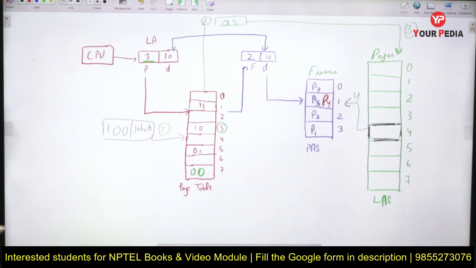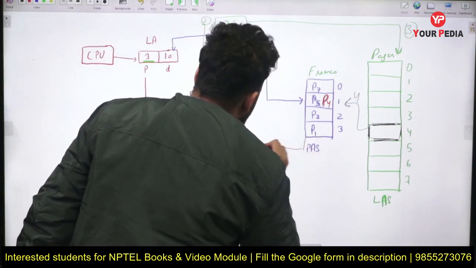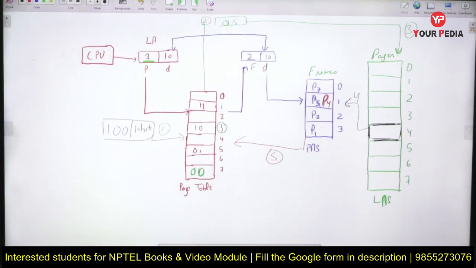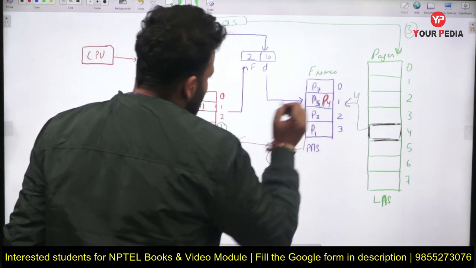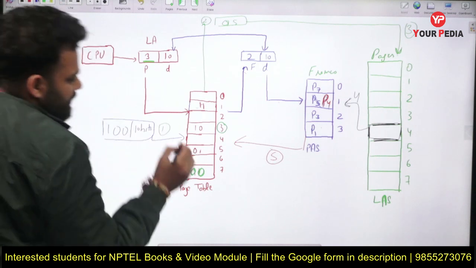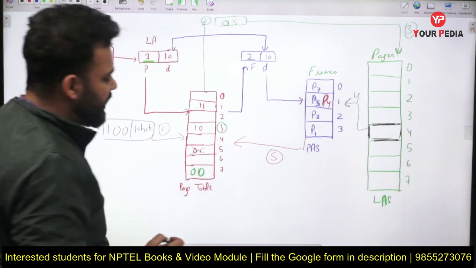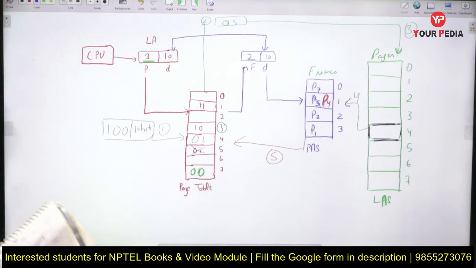Now at the fifth step, from memory we will go to the page table and we will update the page table. Now frame number 1 is having P4 instead of P5. So we will delete this entry and it will be put here. So this is called demand paging.